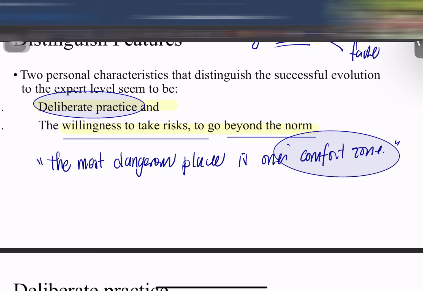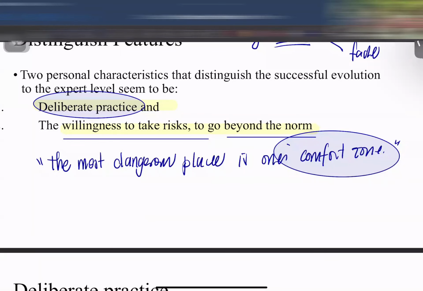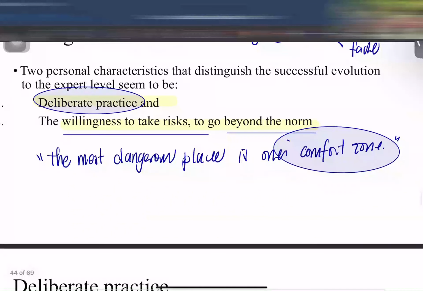Now class, what do we mean by that? If you are within your comfort zone, your tendency is that you will just do what you want. So class, one thing that you need to do for you to become experts is that you should be willing to take risk. What do I mean by that? And go beyond the norm.